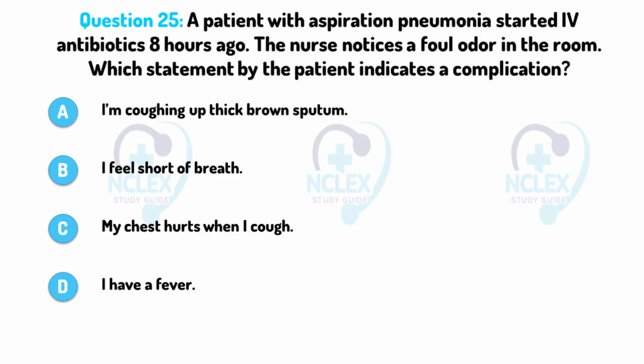Answer. A. I'm coughing up thick brown sputum. Explanation. Thick brown or purulent sputum suggests a lung abscess, a complication of aspiration pneumonia. This requires immediate intervention to prevent further complications.